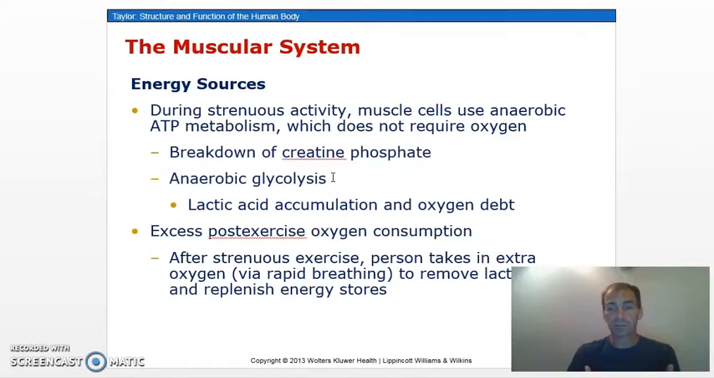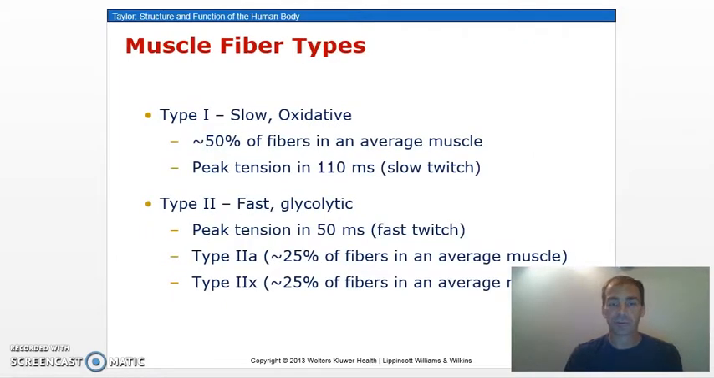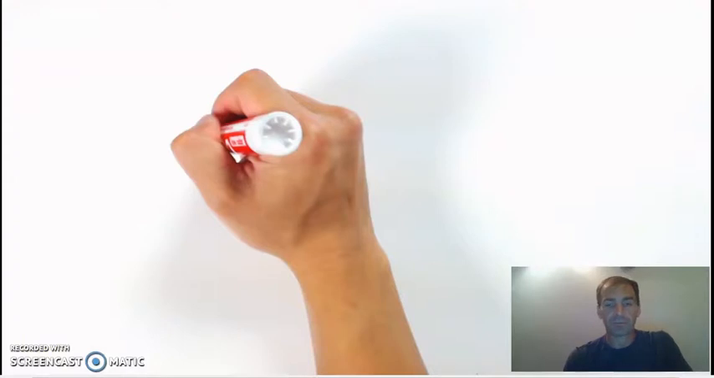Now, truth be told, there's another factor. Even if ATP is available, not every muscle cell is the same. And this is where we get into this idea of muscle fiber types. And so what we're going to do is show you a video of about 3 minutes that gives us a background, gets us caught up on where we've been so far, and then introduces this topic as far as muscle cell types go.